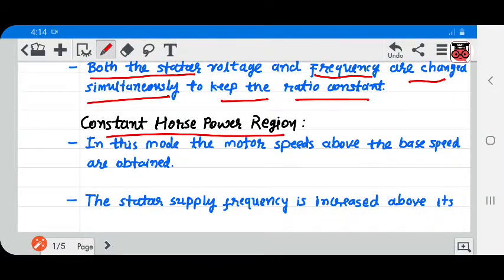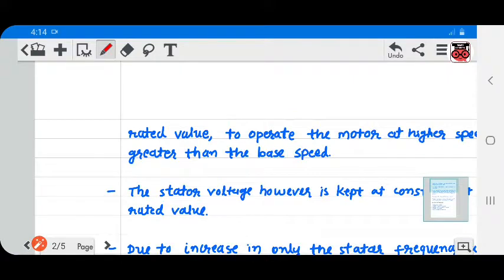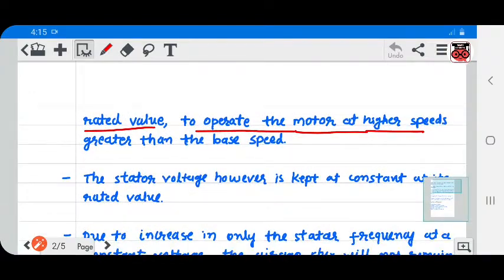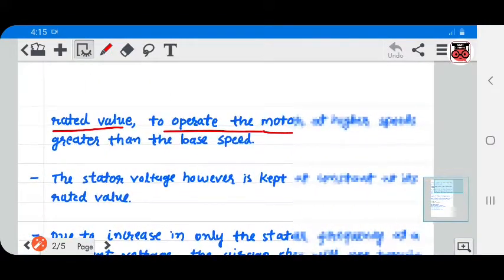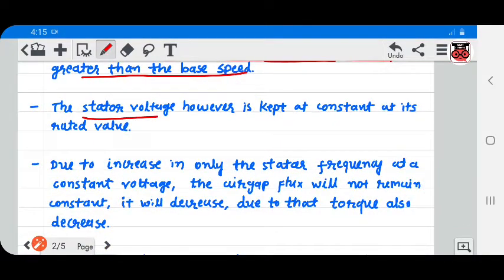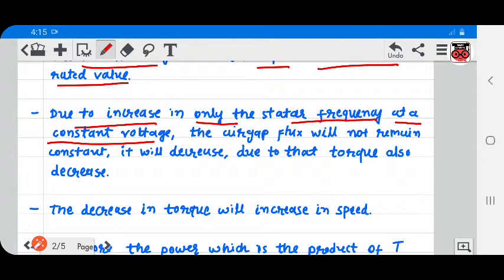In the constant horsepower region, motor speeds above the base speed are obtained. The stator supply frequency is increased above its rated value to operate the motor at higher speed, greater than the base speed. The stator voltage, however, is kept constant at its rated value. Due to the increase in only the stator frequency at a constant voltage, the air gap flux will not remain constant and it will decrease.